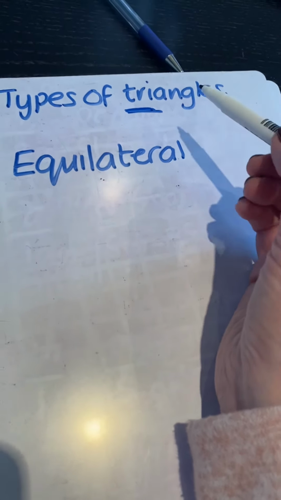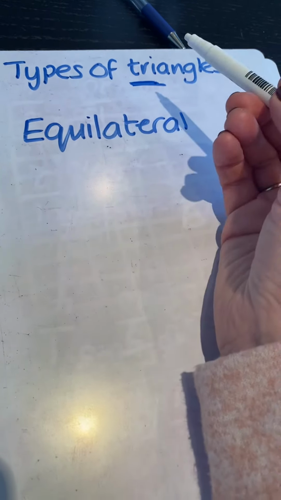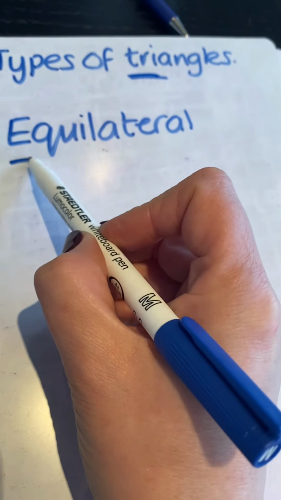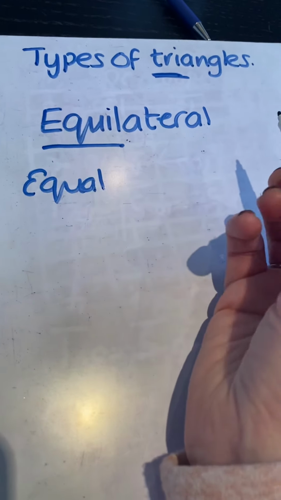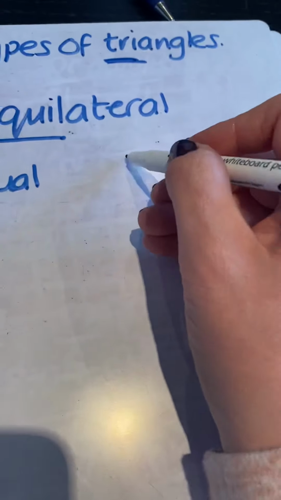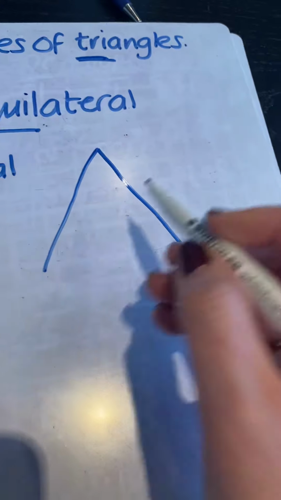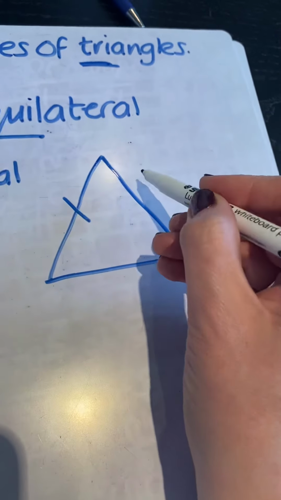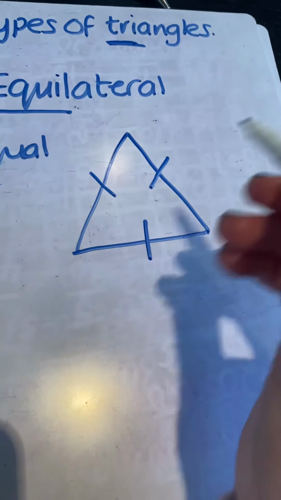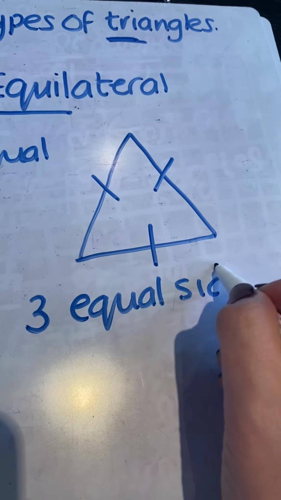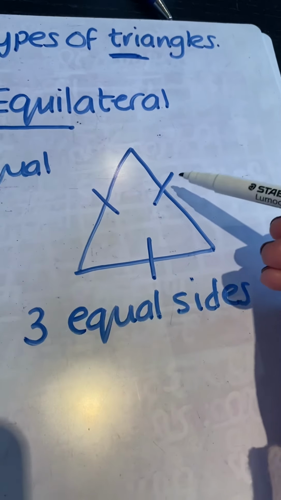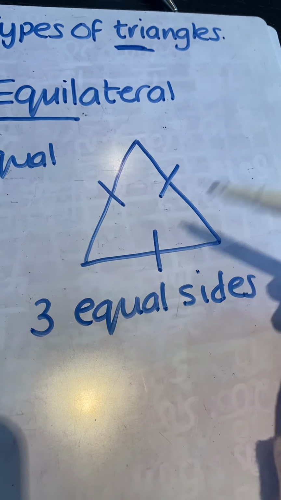So an equilateral, if we think about the start of this and we think about equal, this gives us a wee hint. In an equilateral triangle, we have 3 equal sides, 3 equal sides. And that is shown with the wee dash on each side.